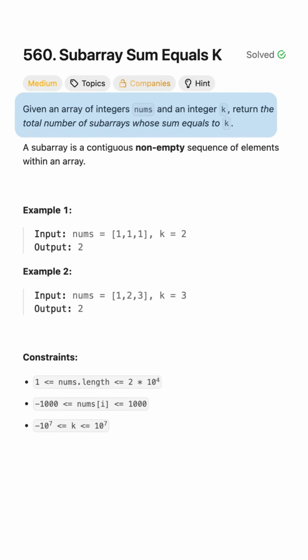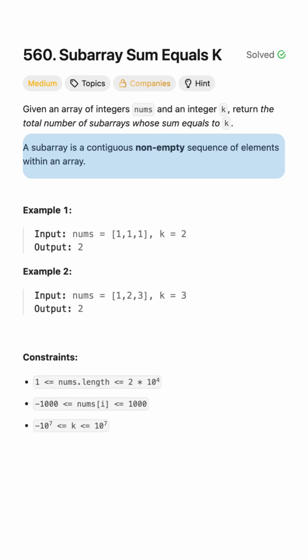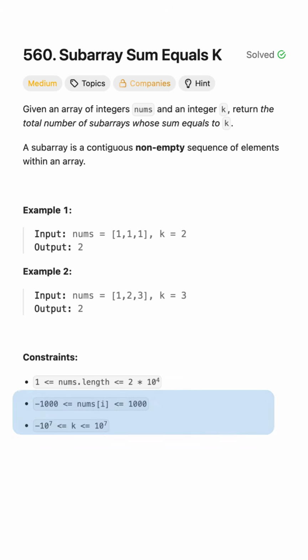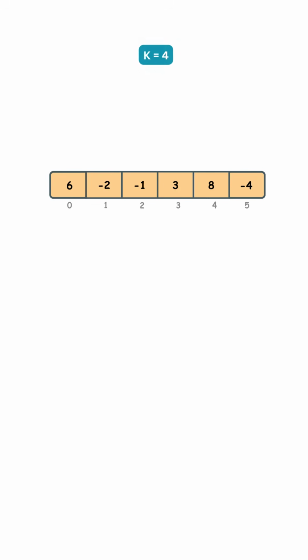Given an array of integer nums and an integer k, return the total number of subarrays whose sum equals k. A subarray is a contiguous non-empty sequence of elements within an array. The numbers in the nums array can be negative and k can also be negative. Here is an example array and k is equal to 4.